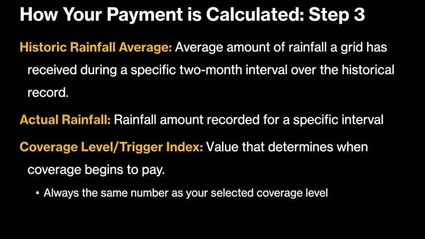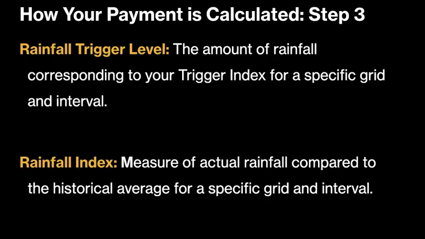The coverage level, also called the trigger index, is the percentage selected by the producer when purchasing the policy. Remember that these two terms refer to the same value. If a producer selects 90% coverage, then their trigger index is simply 90. This trigger index establishes the point at which an indemnity payment begins. Using these values, we can calculate two additional measurements.